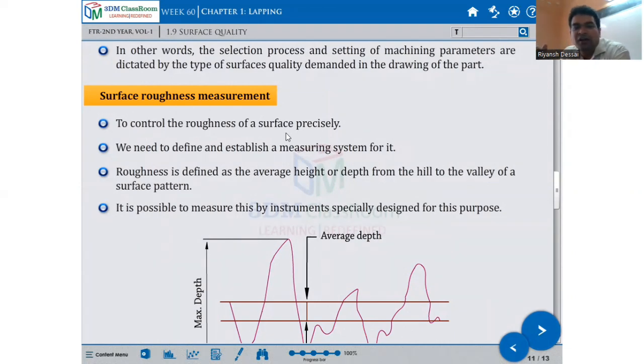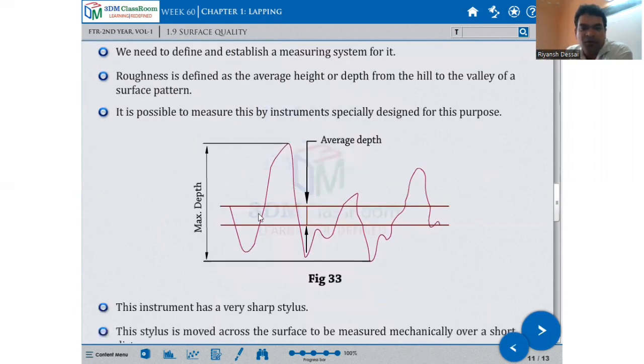The roughness is defined as the average height or depth of the hills and valleys of the surface. Roughness gives a graph that goes up and down. But whenever we measure the surface roughness value, we have to refer to the center line, the average line, from which the values vary. So roughness defines the average height or depth of the hills and valleys of the surface pattern. It is possible to measure this with instruments specially designed for this purpose.